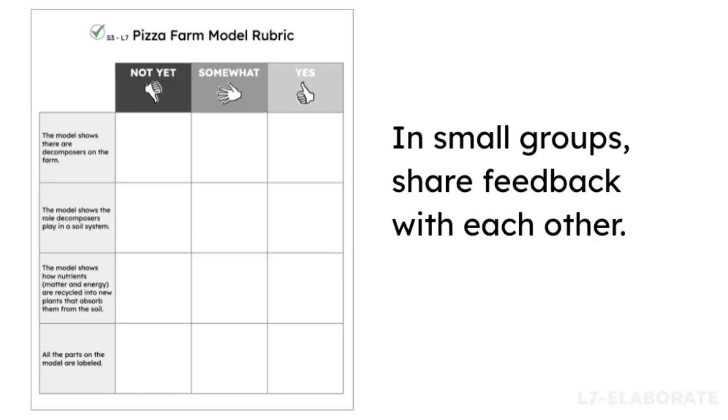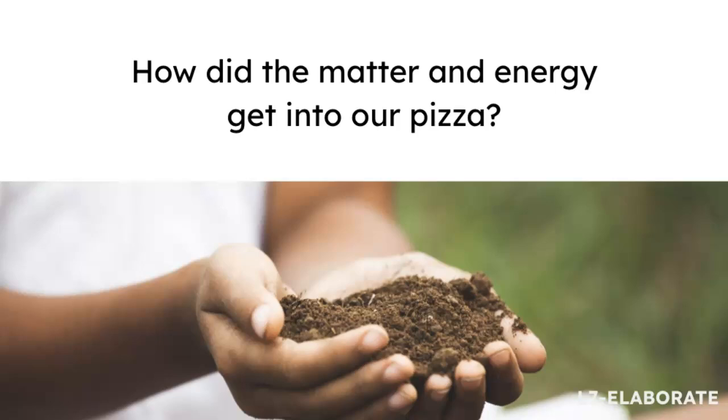You'll have them work in small groups and use the Pizza Farm Model Rubric Student Journal page and peer feedback table tent cards to provide feedback to each other. You'll also give students time to think, pair, share about how the matter and energy gets into their pizza. You'll let them use their Pizza Farm model to help them construct their explanations.